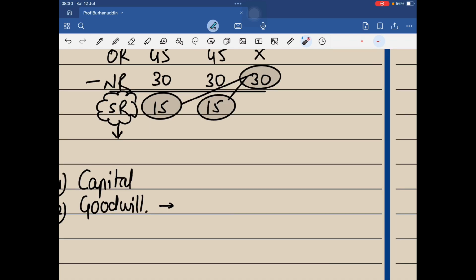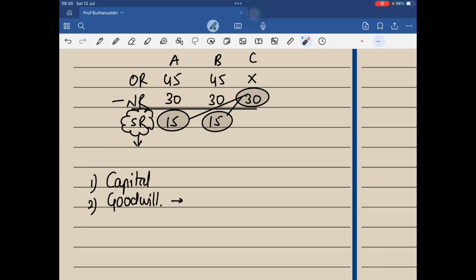So that's your goodwill. He will be asked to get the goodwill also. यहाँ पे goodwill में दो parts हैं हमारे पास में. One is the valuation of goodwill, and you have accounting treatment.